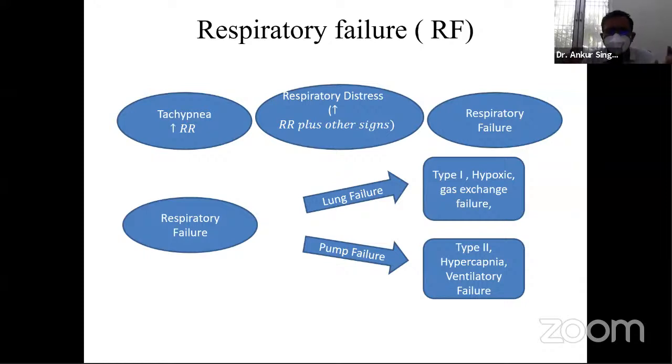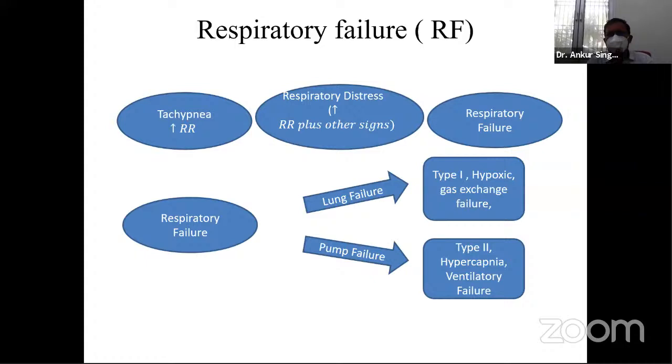So we have to recognize these 3 points, because the treatment and the respiratory support are different for these 3 outcomes. For these three we have a different respiratory support at the tachypnea stage. We will use different respiratory support at the respiratory distress stage. And whenever the child is in failure, then we will use a different type of respiratory support.